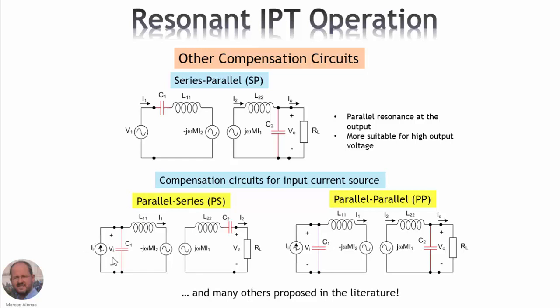So this is interesting when we have a behavior of current source at the input and voltage source at the output. And then finally we have the parallel compensation circuit in which we place a parallel capacitor at the input and a parallel capacitor at the output. So we have a behavior of current source at the input that supplies the system, and then we also have a behavior of current source at the output, and of course many others that we can find in the literature.